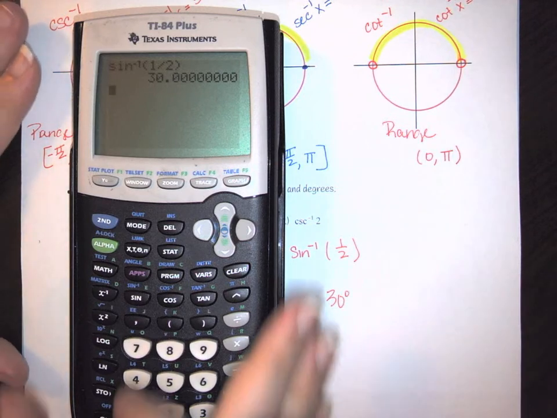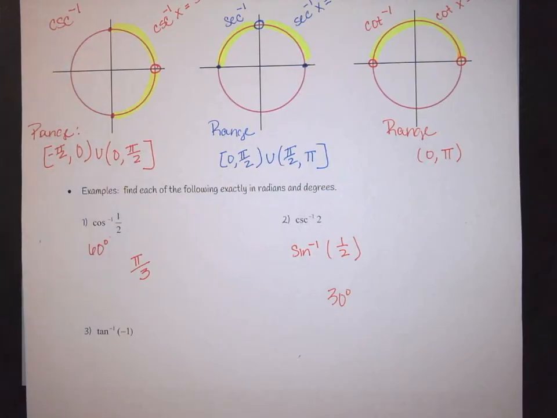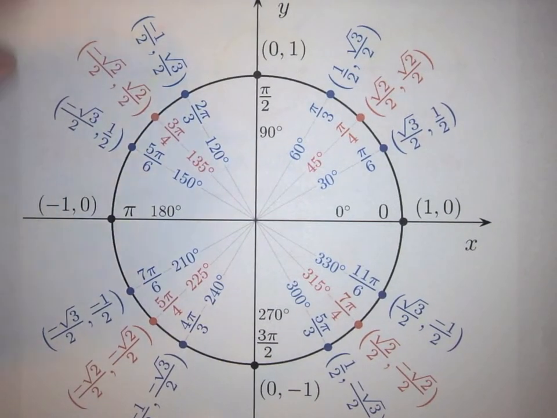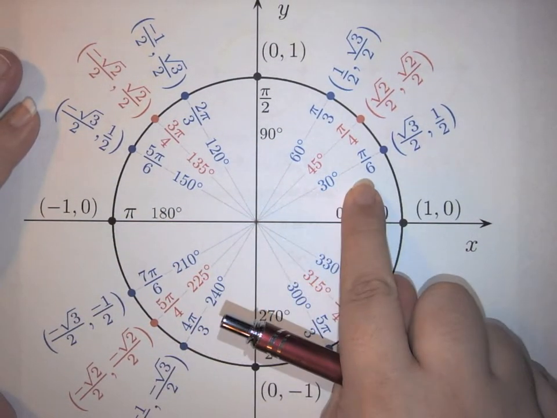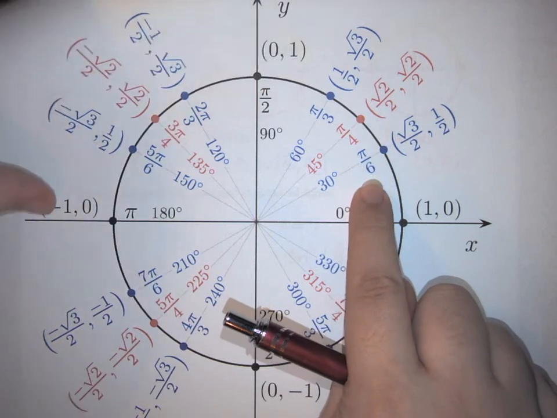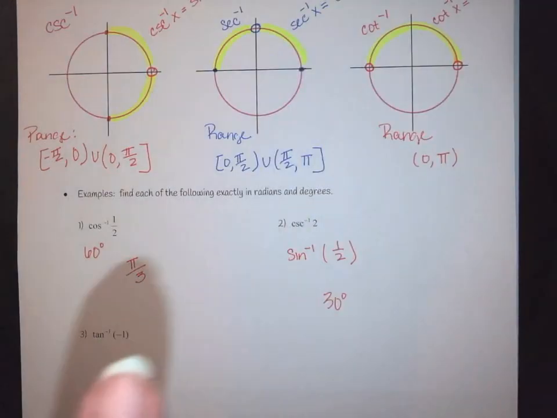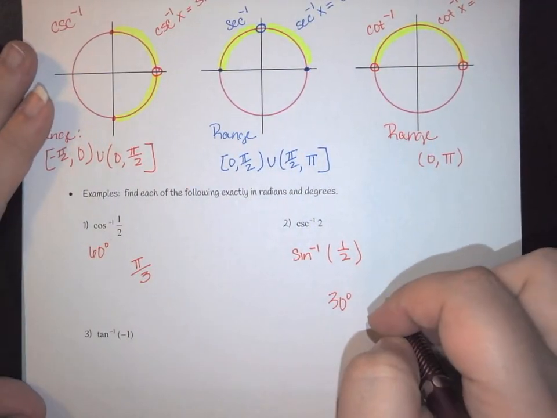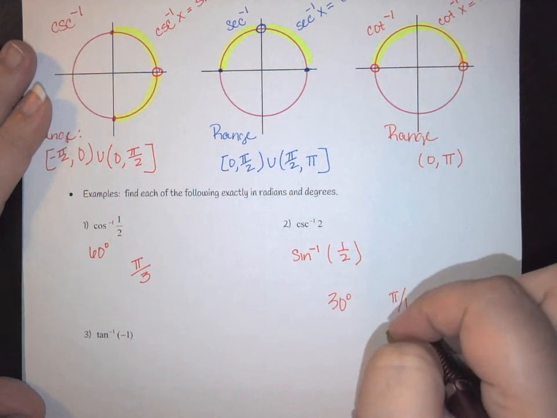Now again, just like before, we can take out that unit circle. So let's go ahead and take a look at it here. And we want 30 degrees, which has a measure of pi over 6. Okay. So here this would also be pi over 6.